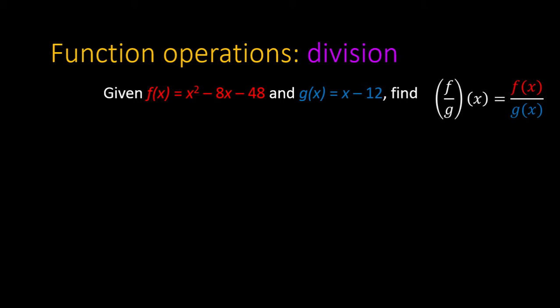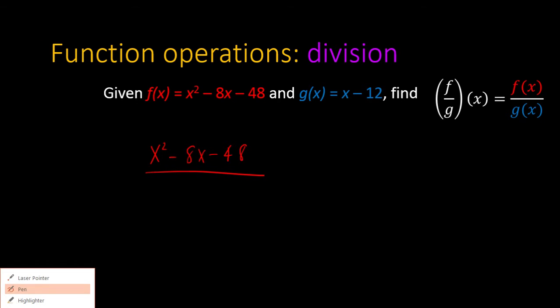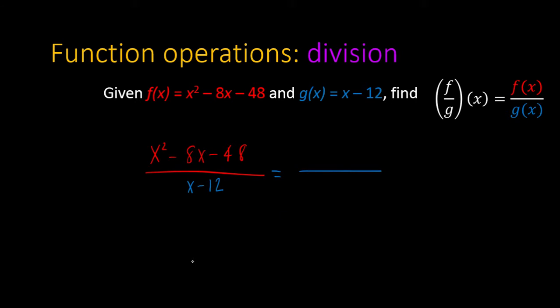So for example, in this case, I'm asked to find f over g of x, which is equal to f of x over g of x. So I take f of x, I make it my numerator, I take g of x, I make it my denominator. Now, that's great, but I need to simplify. So let's try factoring. It looks to me that the denominator is already factored, right? x minus 12 can't be factored any further, but I can factor the numerator.